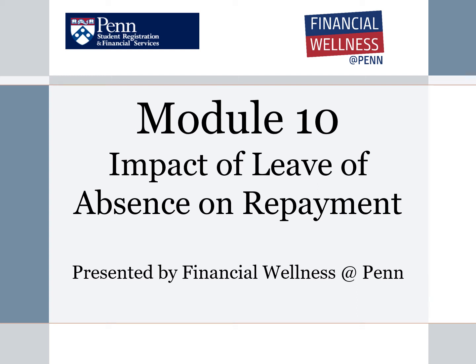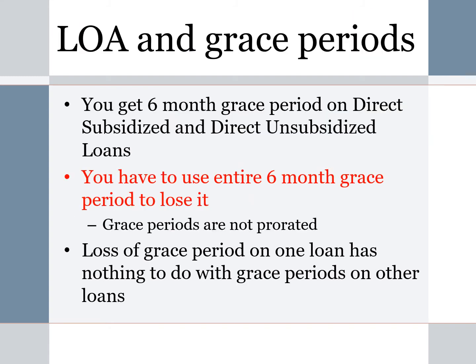This module looks at the potential impact of taking a leave of absence on the repayment of your student loans. The main impact is going to be on your grace periods. As you may know, you get a 6-month grace period on direct subsidized and direct unsubsidized loans. Now, please note that you have to use the entire 6-month grace period before you lose it. Grace periods are not prorated.